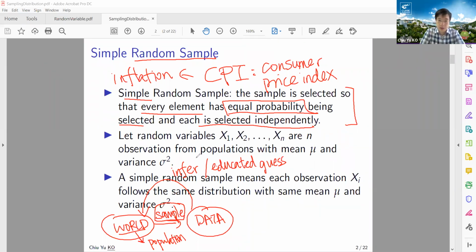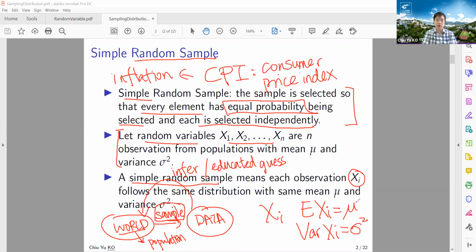And what we call the random variables X1 to Xn are called n observations from a population with mean mu and variance sigma square. What does that mean? A simple random sample means that each Xi will have the same mean, and the variance of each Xi is sigma square.